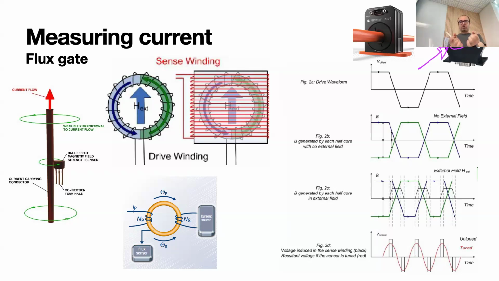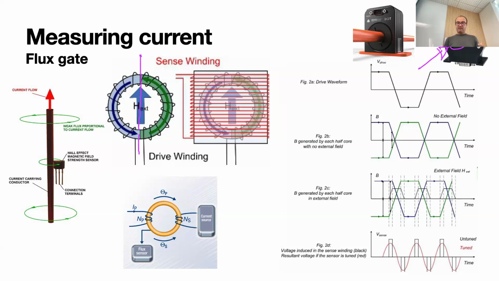It's like a toroidal core divided in half. And then we have two types of wires. One wire that is called the drive wire goes around this internal coil, and there is a so-called sense wire that goes around the sensor itself, and all of this is inside.